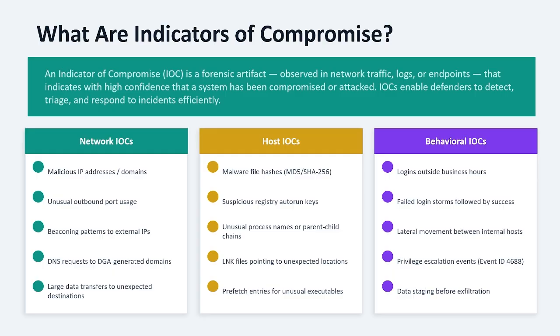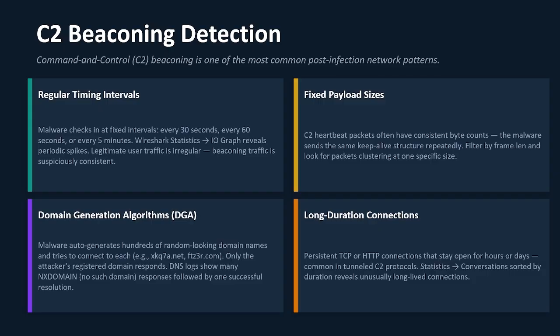There's also privilege escalation events. So that's event 4688 in Windows. Linux will have similar things, but privilege escalation is a big area of concern. There's also data staging before exfiltration. So those are all behavioral IOCs.